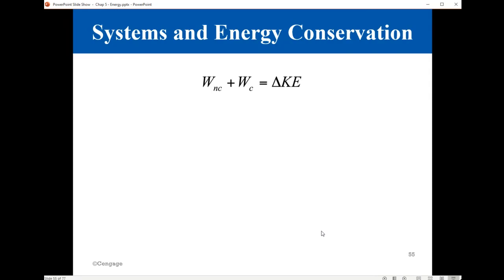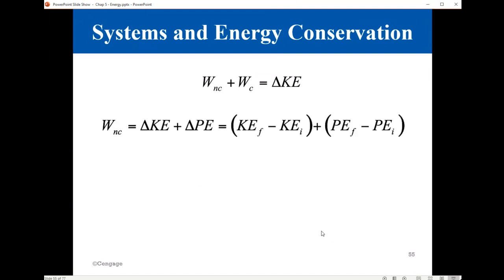To wrap up what we learned, work can be due to conservative force or to non-conservative force, and in all cases the total work is equal to the total change in the kinetic energy. That is the work energy theorem.